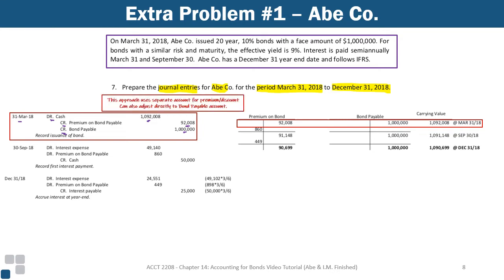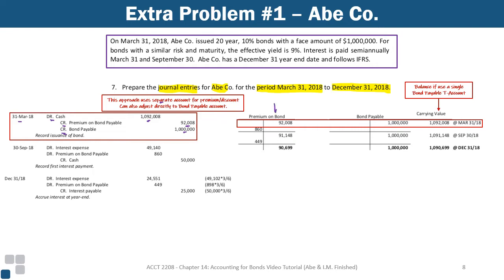Alternatively, you can also use a single account for just the bond and not keep track of the premium or discount separately. So the method shown here in this solution uses a separate account for the premium or discount, but in many other problems you'll see I just use a single account and don't keep track of the premium or discount separately. So you would debit cash, basically credit the bond payable both for $1,092,000.